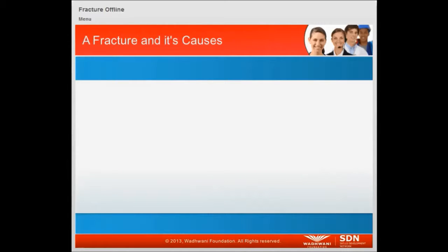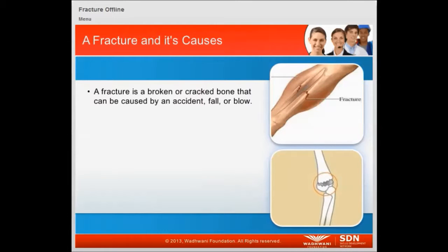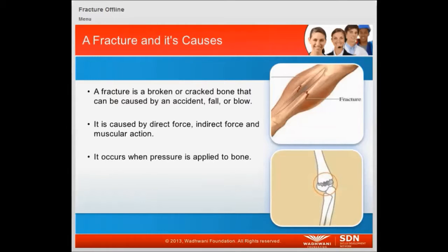Let us first know what is fracture and what causes a fracture. A fracture is a broken or cracked bone that can be caused by an accident, fall or blow. It is caused by direct force, indirect force and muscular action. It occurs when pressure is applied to bone. It sometimes creates bone fragments.